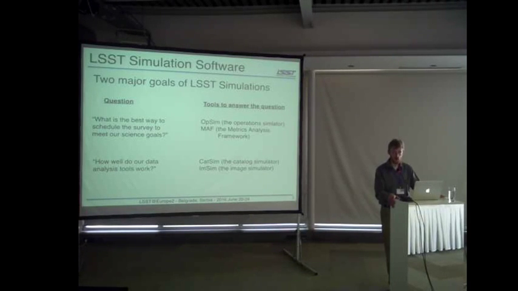We've also developed tools to answer the question, how well do our data analysis tools work? How good are we at characterizing variable sources, photometrically classifying supernovae, measuring the shapes of galaxies, that sort of thing. And for that, we have developed the tools CATSIM, the catalog simulator, and IMSIM, the image simulator. Saying the image simulator is a bit of a misnomer because we have two tools right now to simulate images, PHOSIM and GALSIM, both of which I will talk about at the end of this talk. So let's start by talking about that first group of tools, the tools to answer how are we going to schedule the LSST. So, OPSIM.